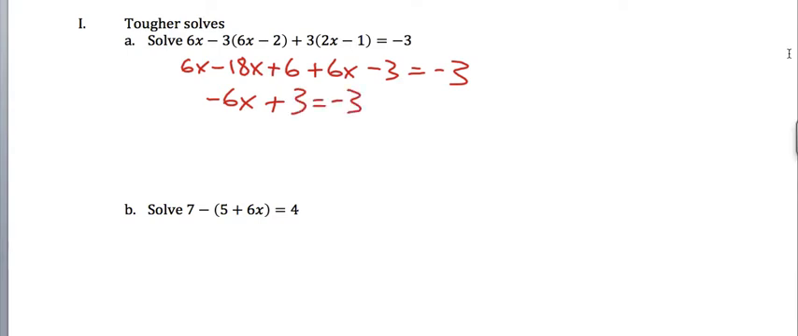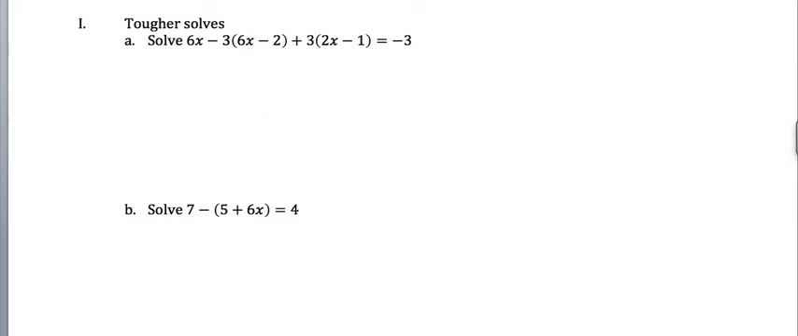Okay, so I'm not going to actually show what I'm physically doing to both sides. I'm just going to show the result. So I'm going to subtract 3 from both sides. That gives me negative 6x equals negative 6. Then I'm going to divide both sides by negative 6, and I get x equals 1. Great. Good for that first one. I'm going to erase this, move on to the next one.